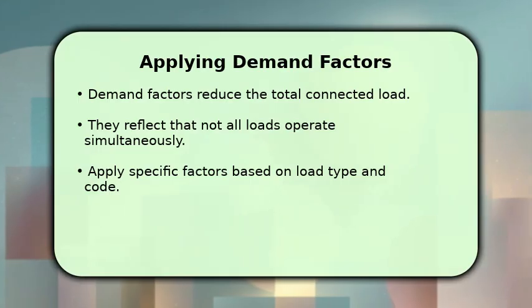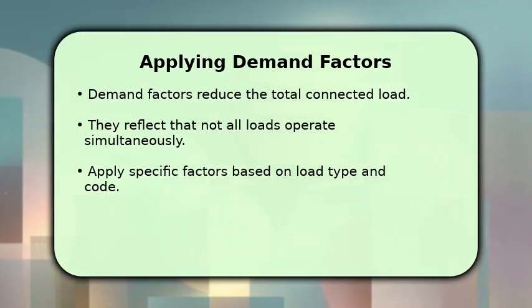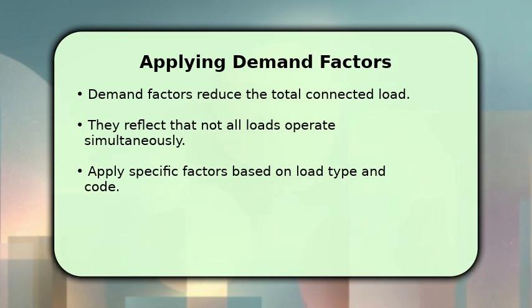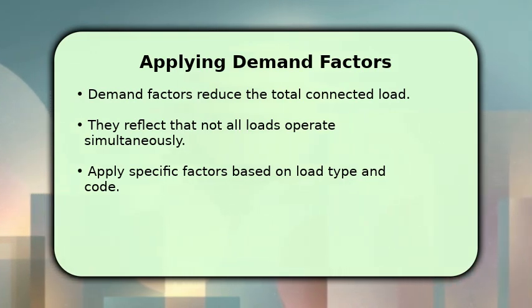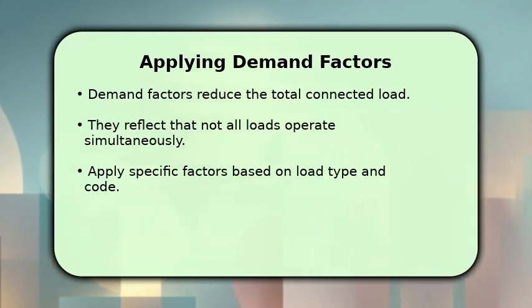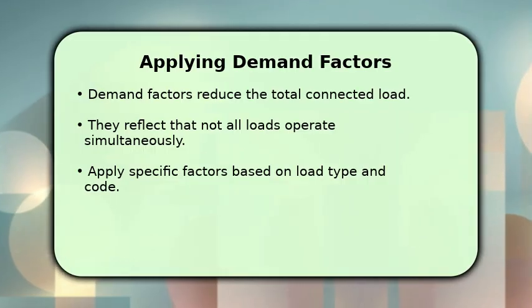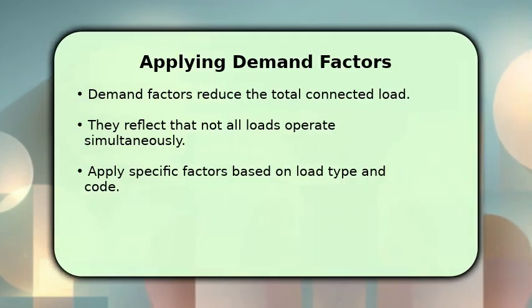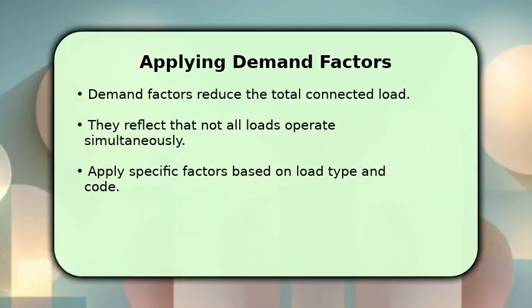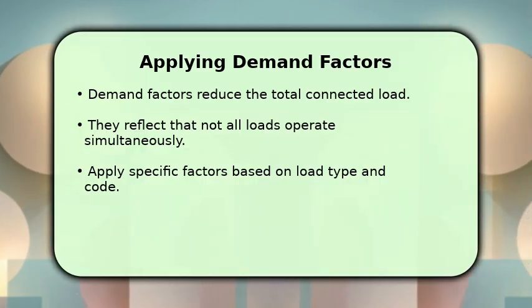Next, apply appropriate demand factors. These factors acknowledge that not all electrical loads operate at their maximum capacity simultaneously. For example, general lighting might use a demand factor of 100% for the first 3,000 volt-amperes, then 35% for the next 117,000 volt-amperes. Applying these factors, guided by electrical codes, helps prevent oversizing the main electrical service.